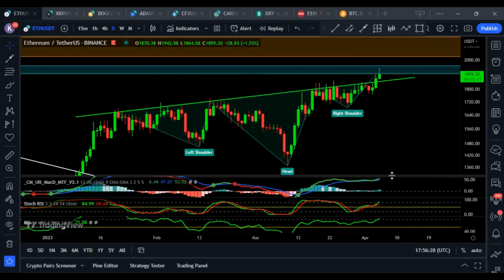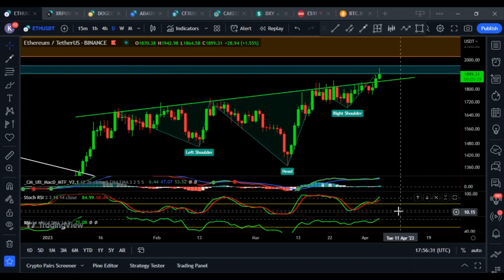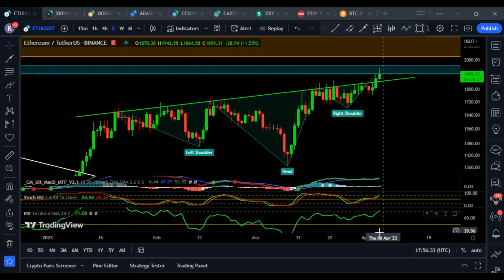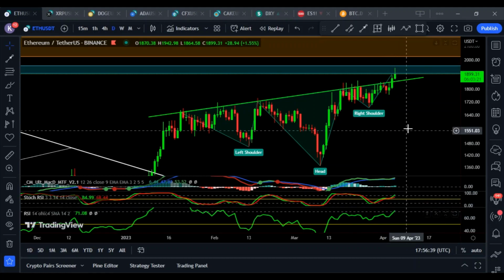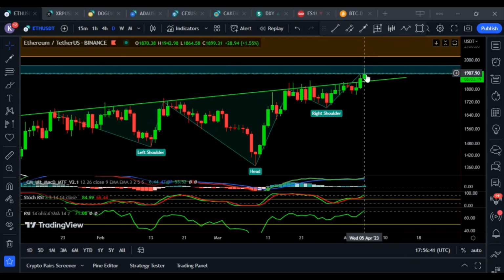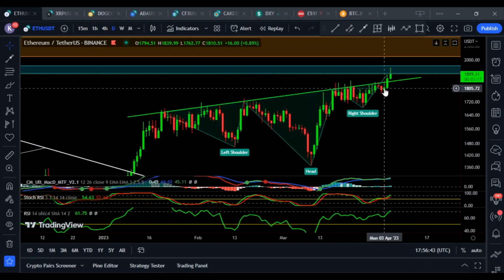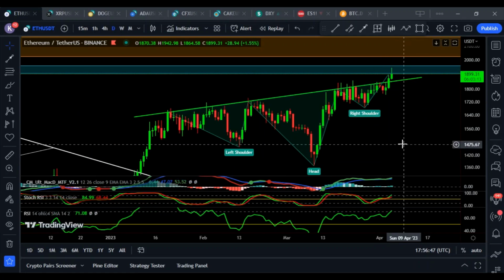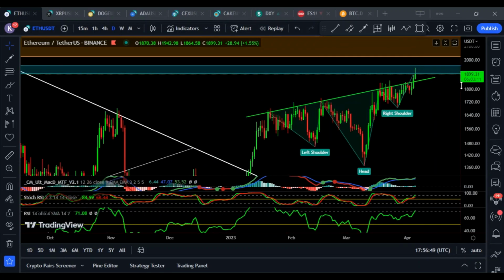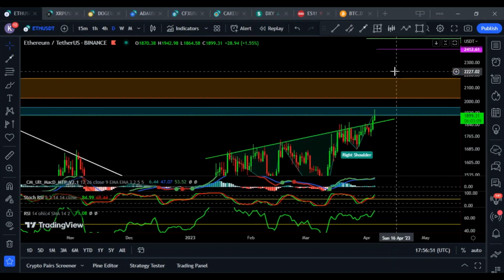So yeah, we still have some room on the stochastic, and we still have some room on the RSI, because on the RSI we're at 71, touching overbought territory, and that's when sellers are stepping in and creating this pressure, the green area and orange area here.